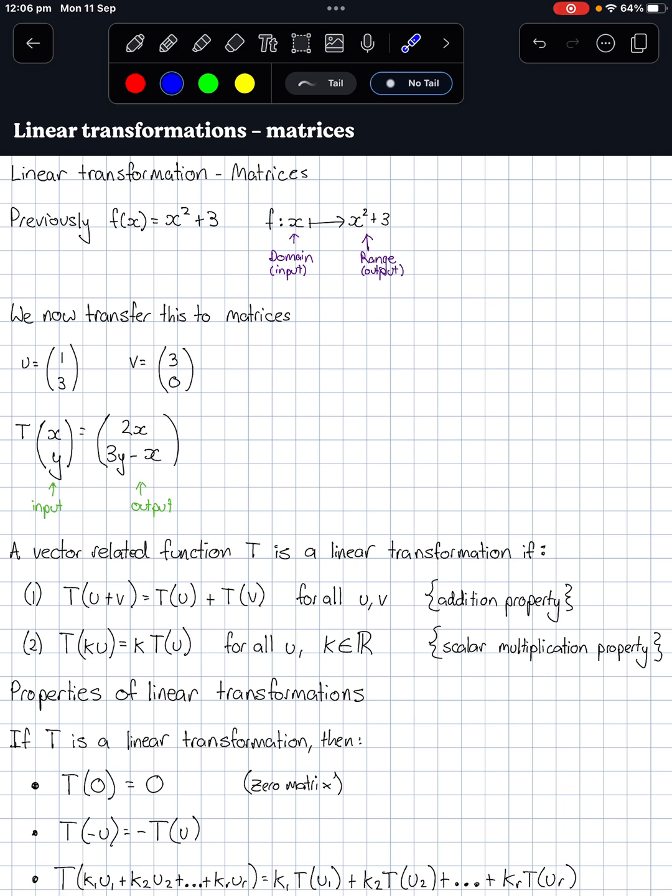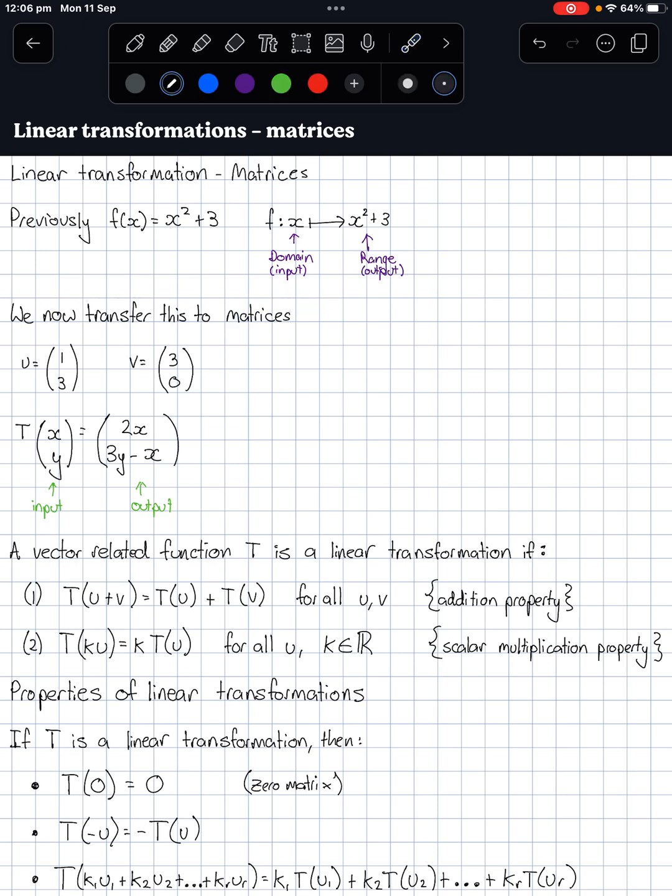Whatever you put in here comes out here. So if we put a 1 in here, it is squared and then it has 3 added to it. That's what a function is. Now, we can actually transfer this to matrices.